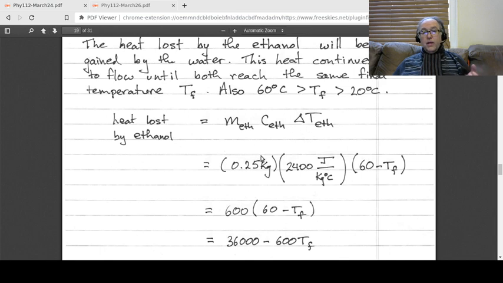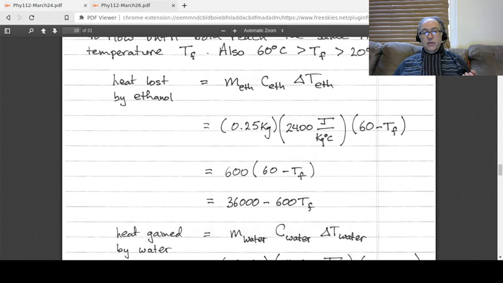So we know some of these things. We don't know all of it. We know that we have 250 grams of ethanol, so that's 0.25 kilograms of ethanol. We know the specific heat, 2,400 joules per kilogram degree Celsius. But what's the temperature change? Well, I don't really know, but I know part of it. I know that it starts at 60 degrees and it drops to some final temperature that I'm going to call TF. And so the temperature change will be 60 minus the lower temperature TF. And TF is what we want to solve for.